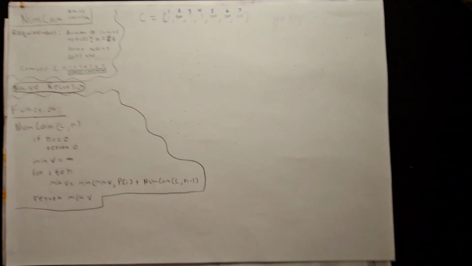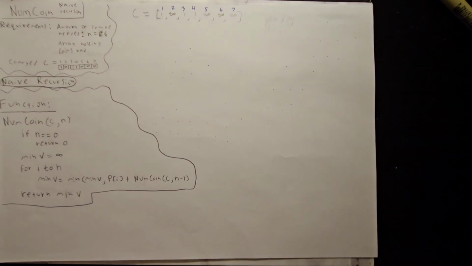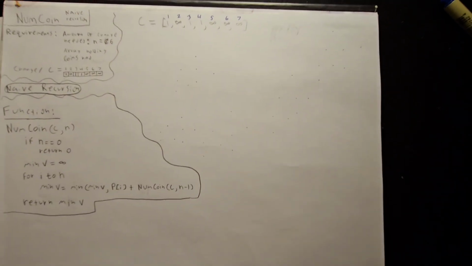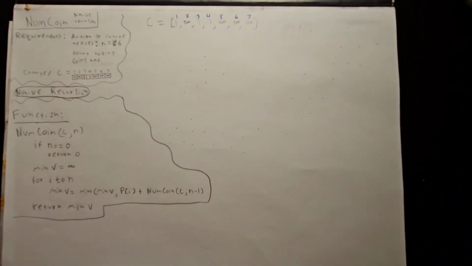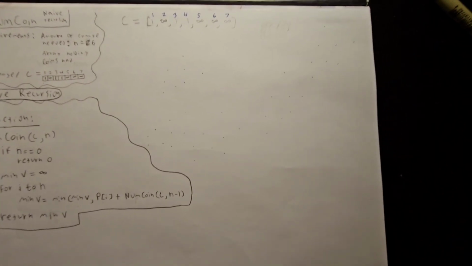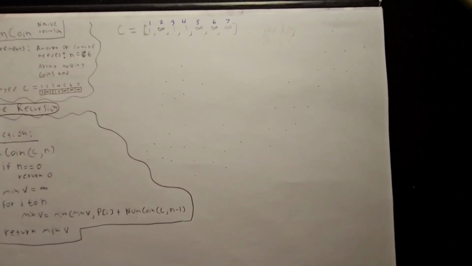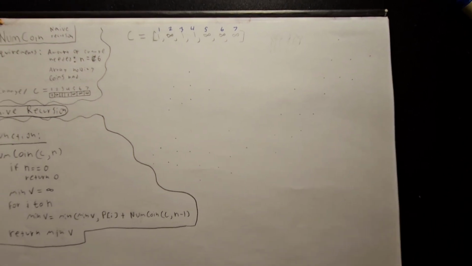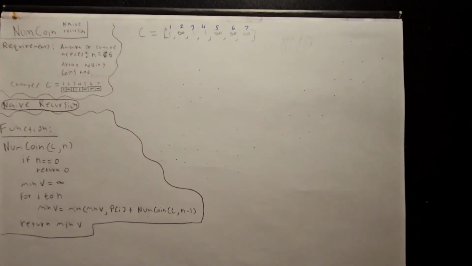I'm going to be showing an example of a function that I wrote called numCoin. This is a naive recursion function. It is used to solve the problem where you want to find how many coins it will take to receive a certain amount of change.